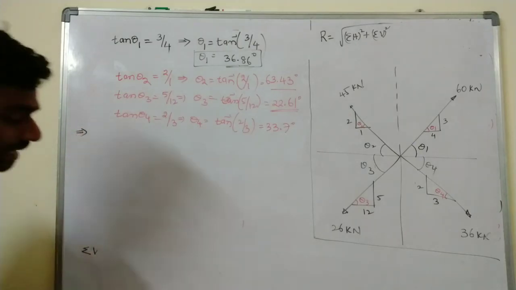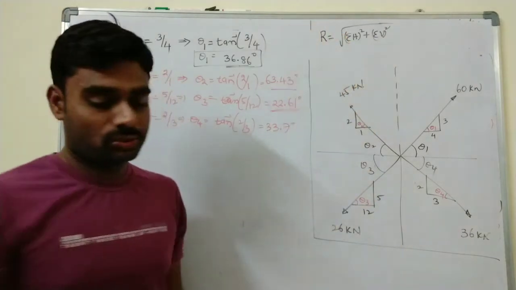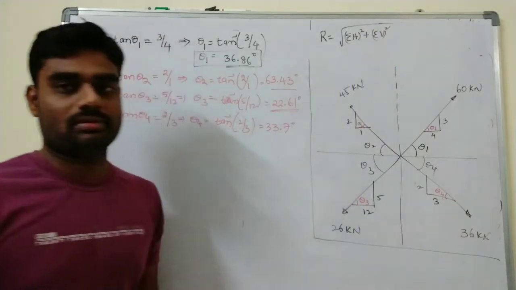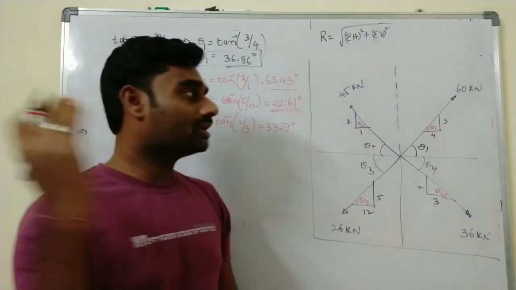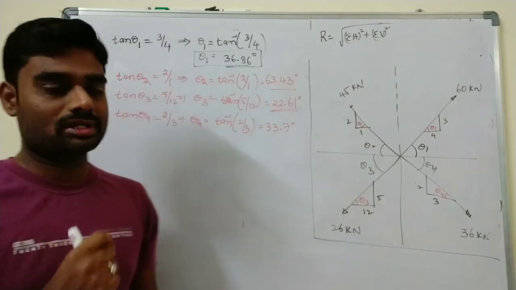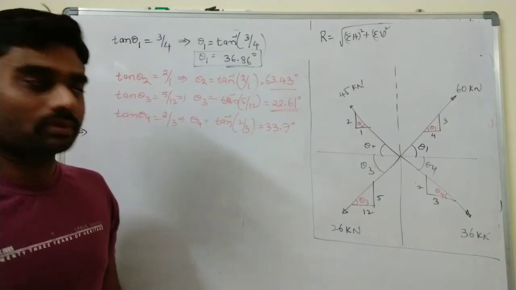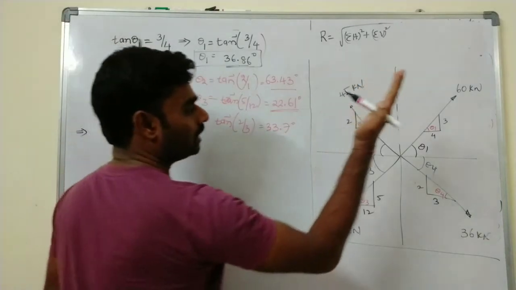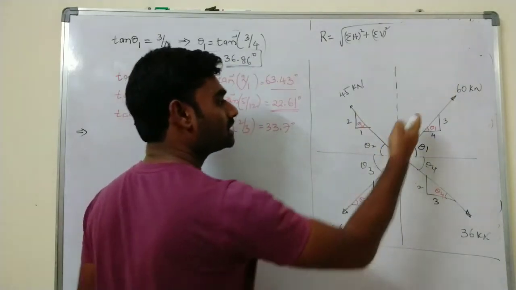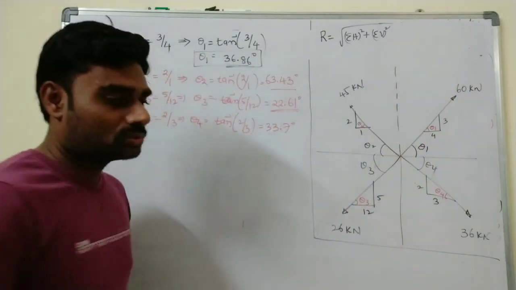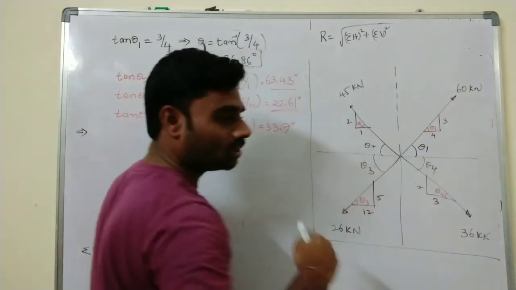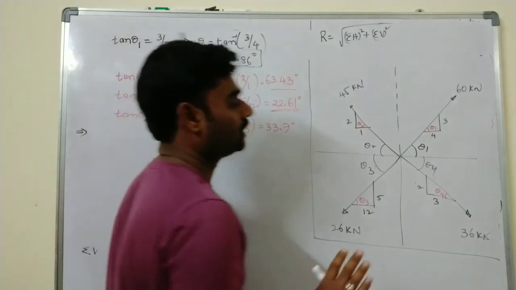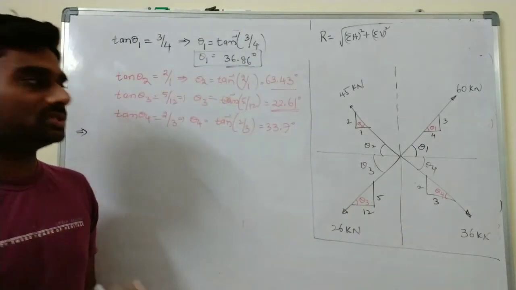Next, you need to calculate the R value. R equals the square root of (sigma H) whole squared plus (sigma V) whole squared. Sigma H means the summation of all horizontal forces. But where are the horizontal forces? Please see the procedure for how to resolve the inclined forces. Now I am taking this as the 60 force. This is an inclined force, so this force is resolved into two components: one is horizontal, another one is vertical. We cannot work directly with inclined forces.